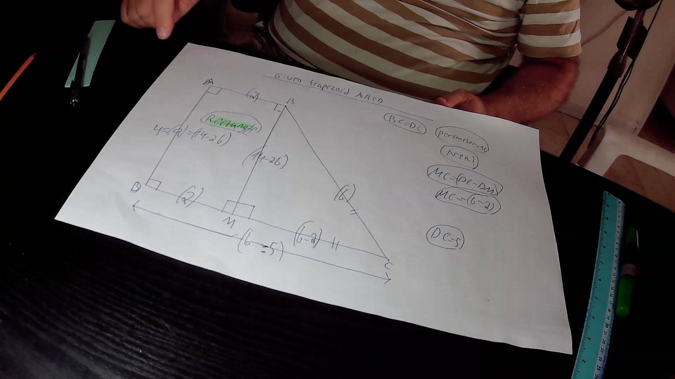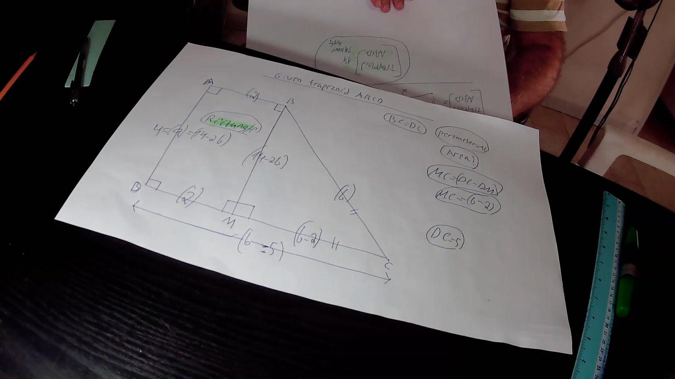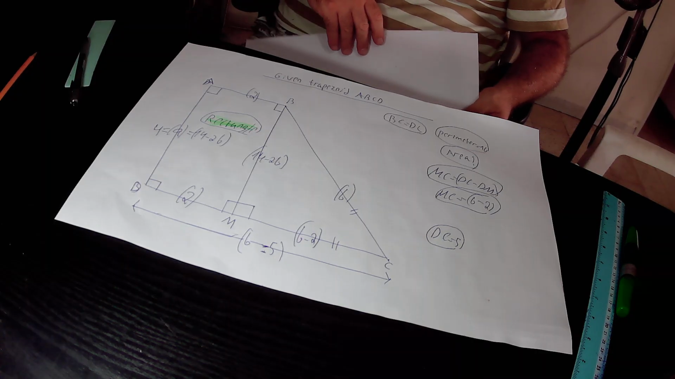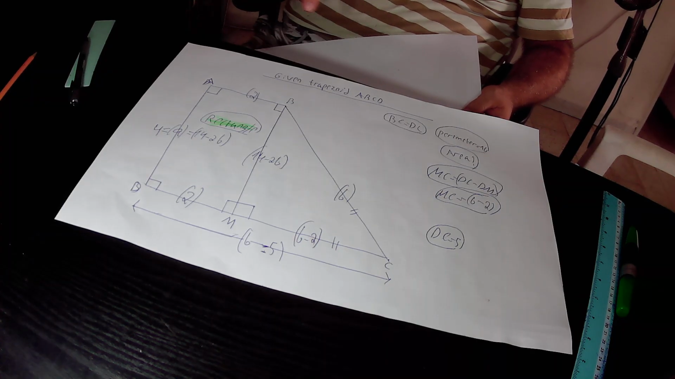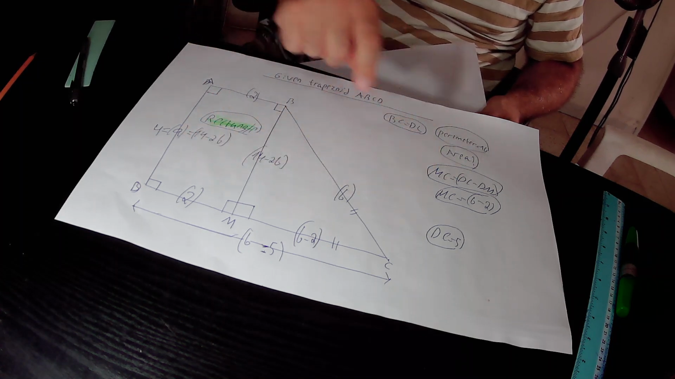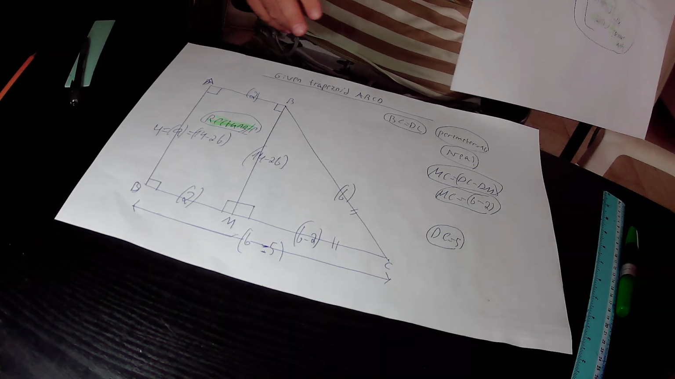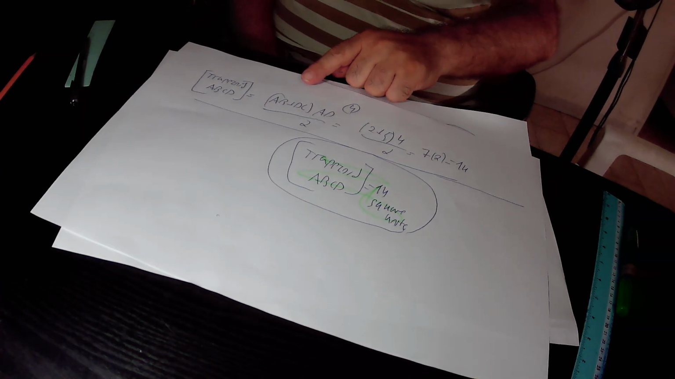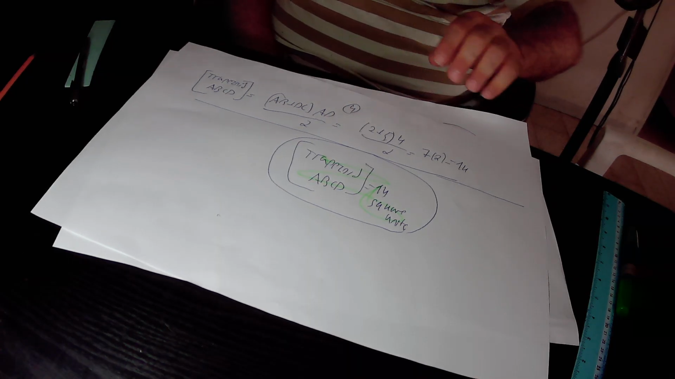Our mission is to find out the area of this trapezoid ABCD. So what is the area of trapezoid ABCD? According to the formula that I presented to you at the beginning of the lecture, the area of trapezoid ABCD must be equal to the sum of its two parallel bases, that is AB plus DC, times the height AD, over 2.